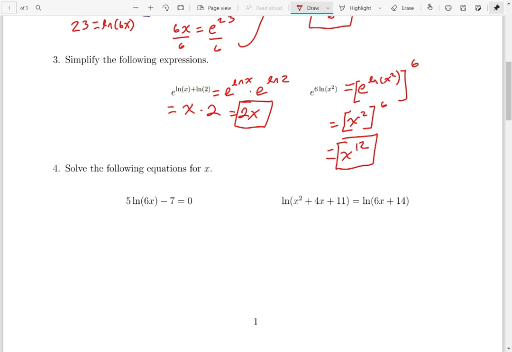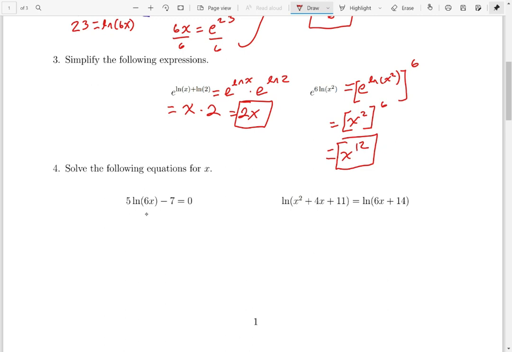So now we want to solve equations that are written in terms of logarithms. And the truth is we're going to just use a couple properties that we should recognize. And so first off, let's deal with this: 5 natural log of 6x minus 7 is equal to 0.